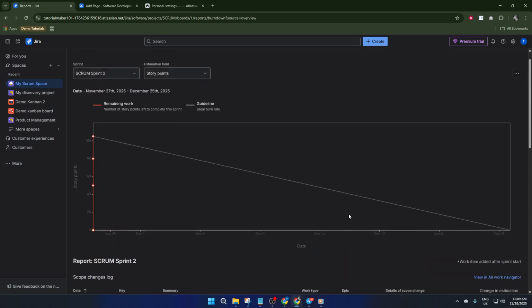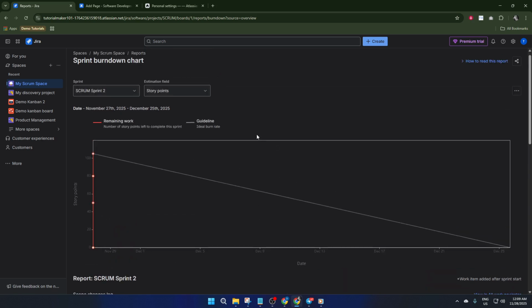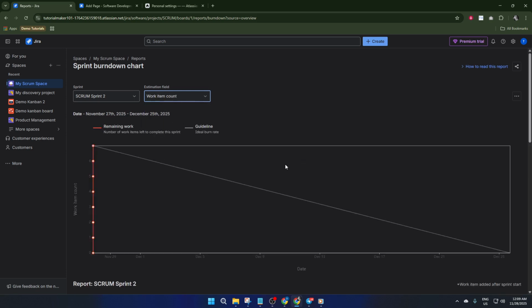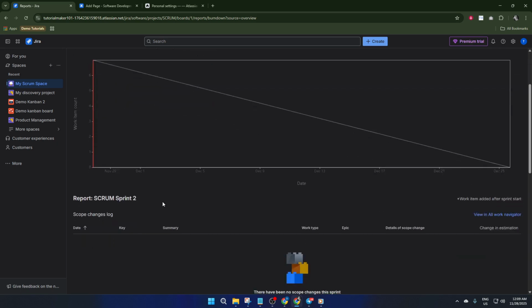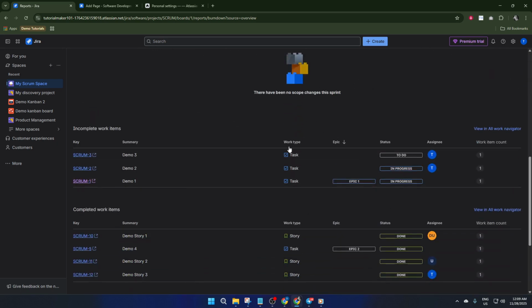Finally, don't underestimate the power of transparency. Having a clear, shared view of sprint progress not only increases individual accountability, since everyone can see the chart, but also reinforces that the team's success depends on everyone pulling together. So there you have it, a practical way to measure and improve your team's efficiency using Jira's Sprint Burndown chart.